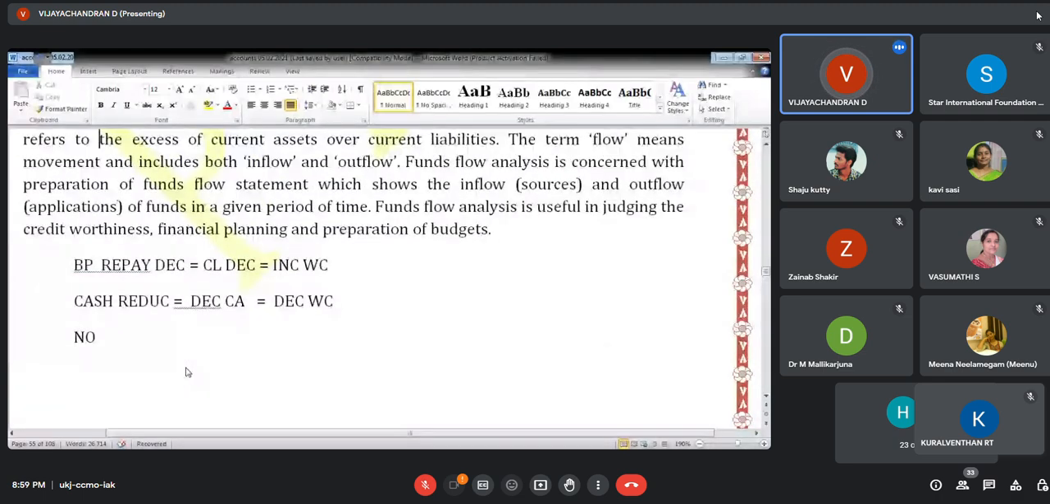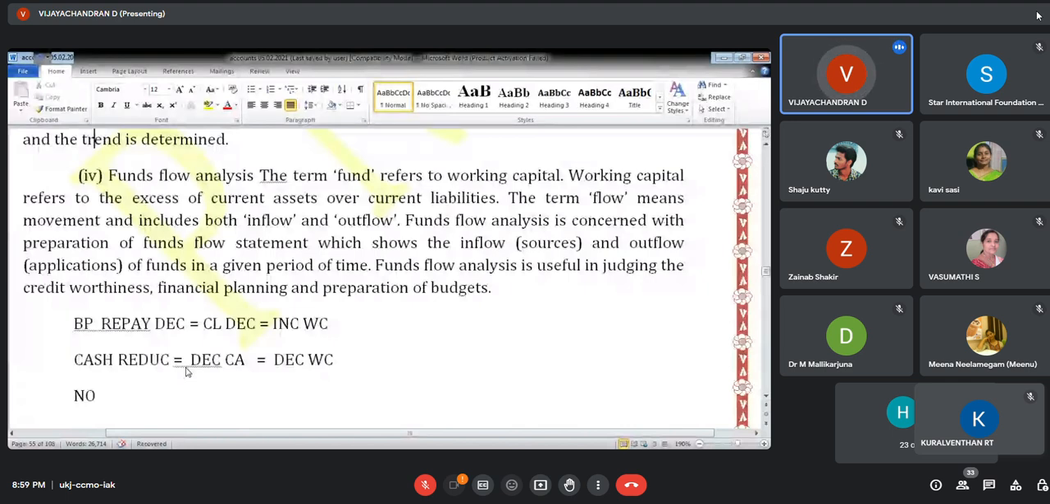Then I'm moving into, what are the items we have to compute under the fund flow statement? First one is changes in working capital. Another one is the fund flow statement. In that fund flow statement, you will be having sources and application. Sources means money coming. Application means money going out. My question is, increase in working capital comes under which part, application or sources? Is it a source or application?